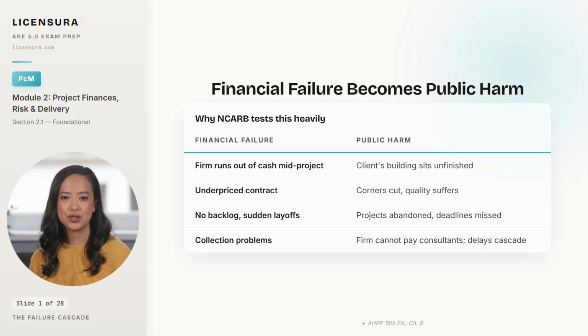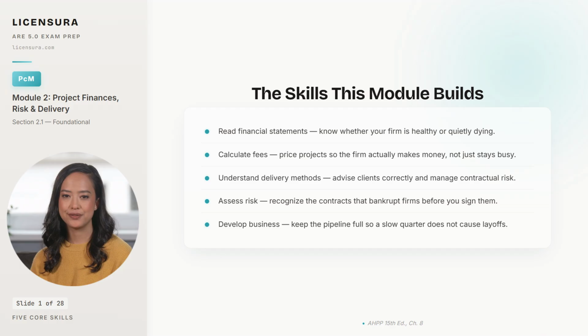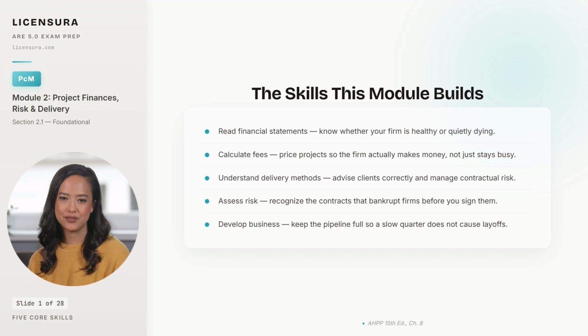5 concrete financial skills, each tied to a specific business survival risk. Reading financial statements is how you tell whether your firm is healthy or quietly dying. And the early warning signs are always in the numbers before they show up in the hallway conversations. Calculating fees correctly is how projects actually make money instead of just keeping the office busy. An underpriced job is not a learning opportunity. It is a slow bleed.